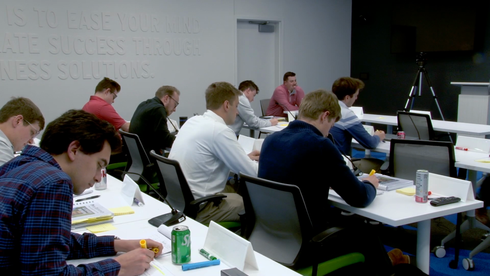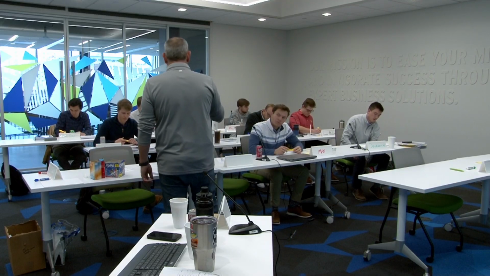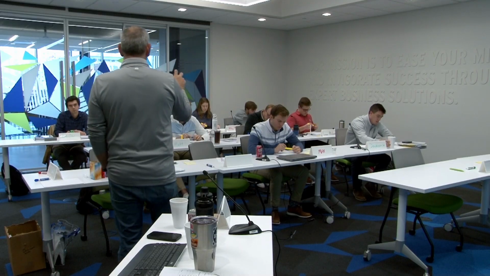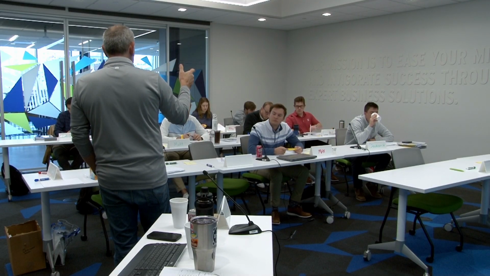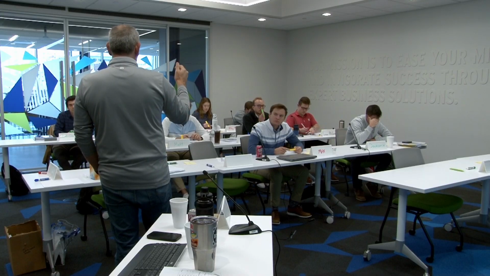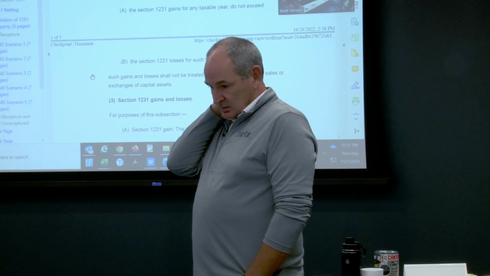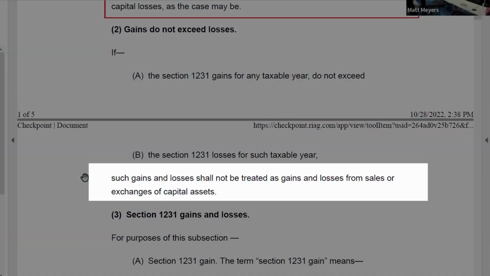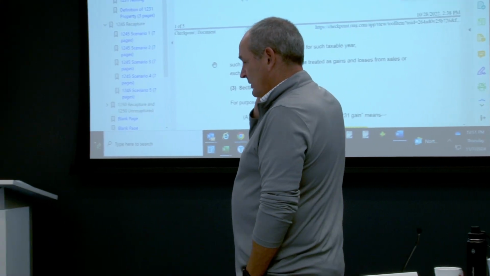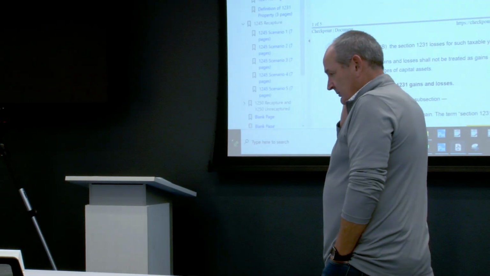Okay, so sale or exchange, actually this is pretty important. Sale or exchange is a doorway. It is something that helps us diagnose. So what that says, it says what again, Jackson? Such gains and losses shall not be treated as gains and losses from sales or exchanges of capital assets. Huh. All right. So that's going to rear its head in one of the examples that we have.